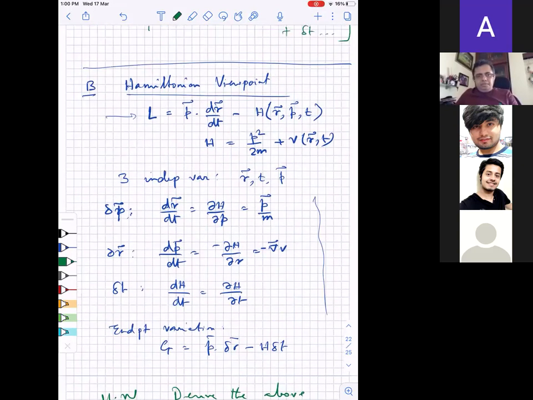Sir, in the Hamiltonian viewpoint, when you say dr by dt is p by m, it essentially says that p is mv, right? Why is that an evolution equation and that a constraint equation?